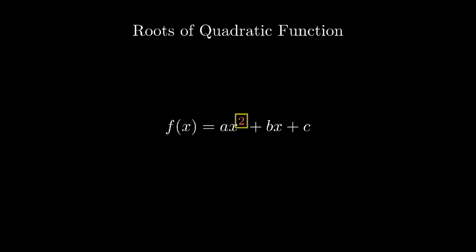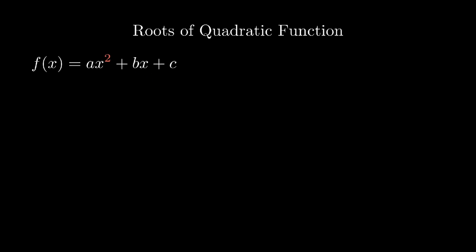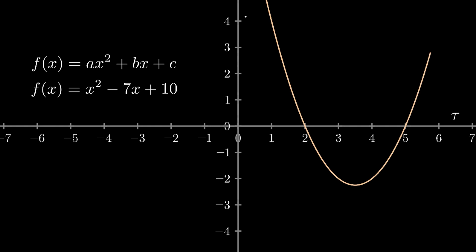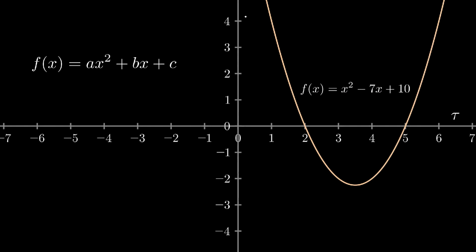Let's see an example where a is equal to 1 and b is equal to -7. The quadratic function becomes f of x equals x squared minus 7x plus 10. Let's look at this function in a graph. The roots of this function are the x values at which this function intersects the x-axis. Suppose the roots of this function are a and b, and in the graph we can see that a is equal to 2 and b is equal to 5.